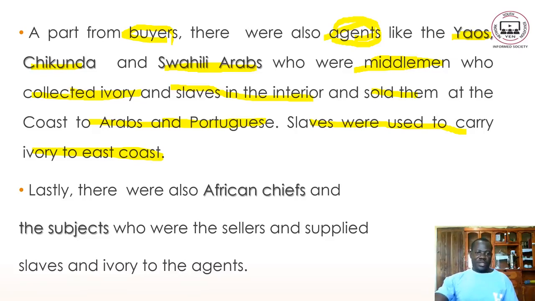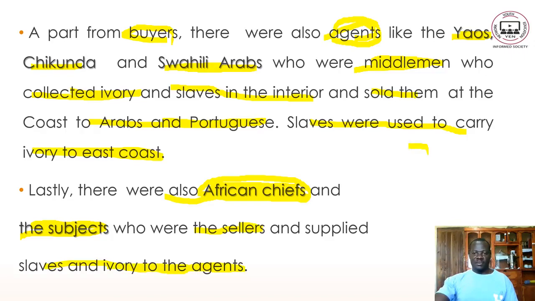And also, there were the African chiefs. African chiefs cannot be ruled out from this trade. The chiefs and their subjects were the sellers, and they supplied slaves and ivory to the agents.